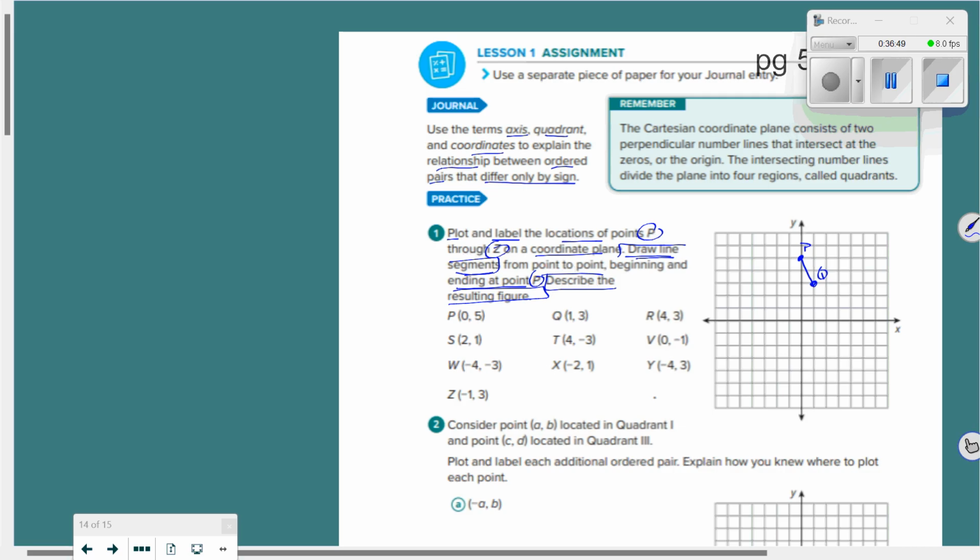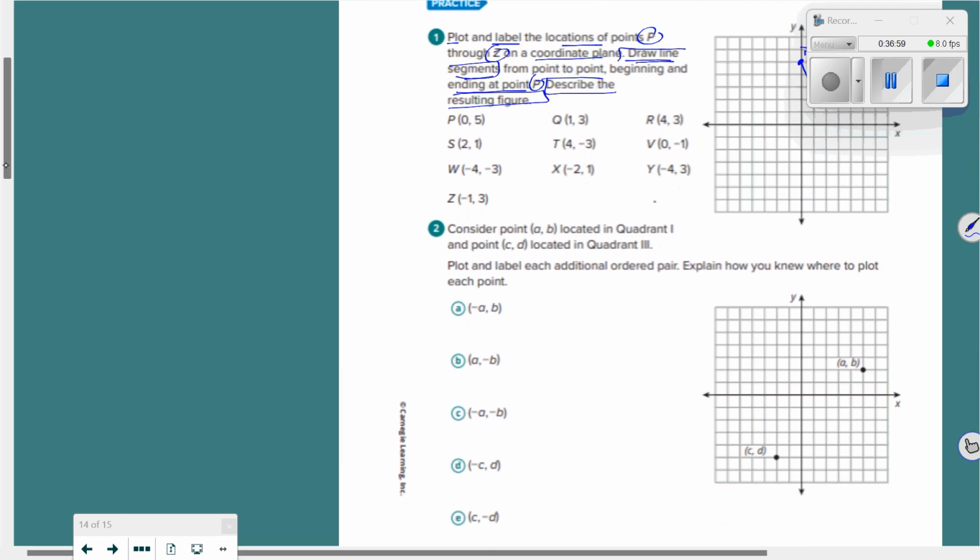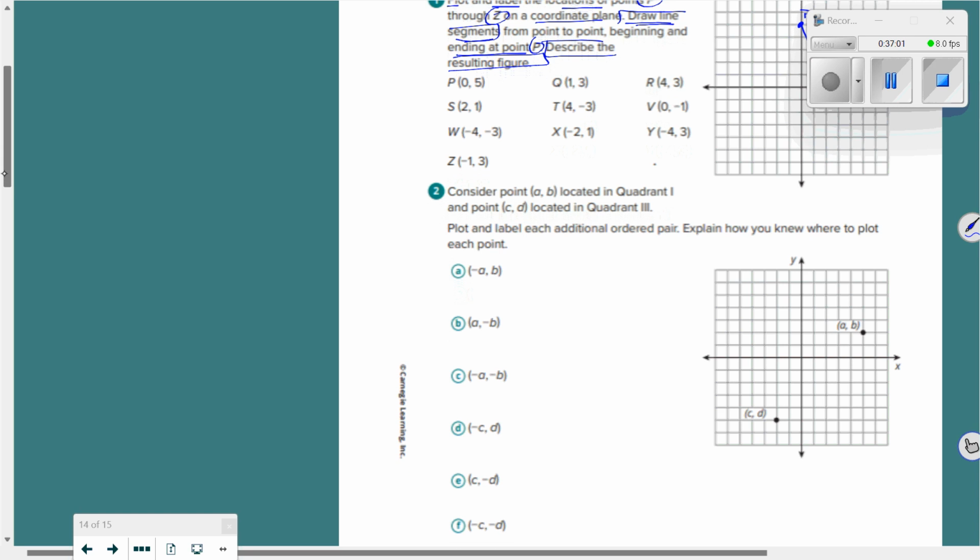Remember, doing it alphabetically. So you're going to P, Q, R, S all the way back. And then your last line is going to go to P to close the figure. And then you're going to describe it. There's enough room to describe it. You should recognize it when it gets done. You can listen to the video again if you need to after.